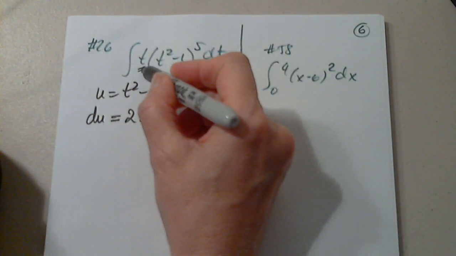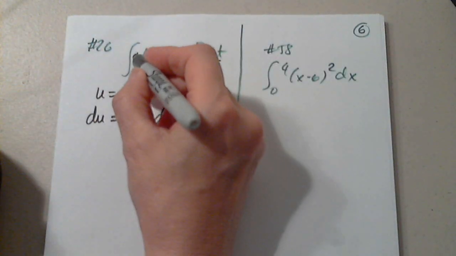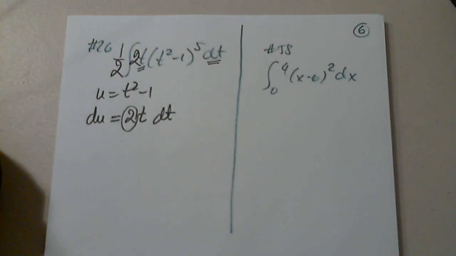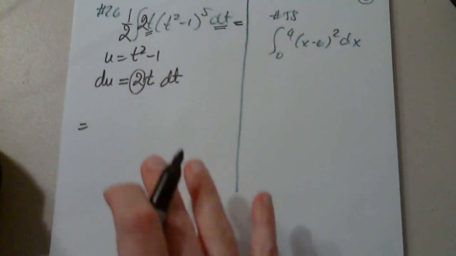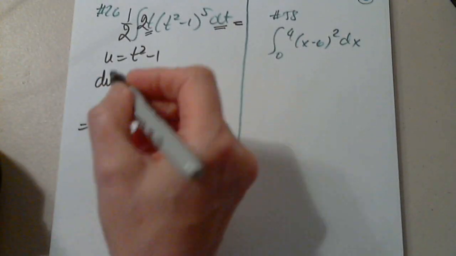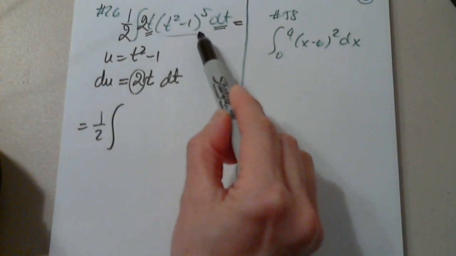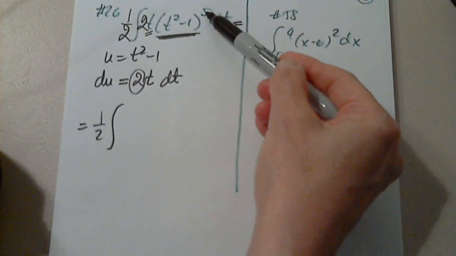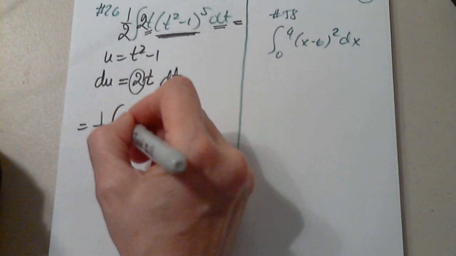So we do have the t, we do have the dt, we don't have the 2. That's a piece of cake. Multiplying by 2 and dividing by 2 never changed anything. So now let's change everything from t to u. 1/2 has to stay. What do we replace (t squared minus 1) to the 5th power by? u to the 5th. Very good.